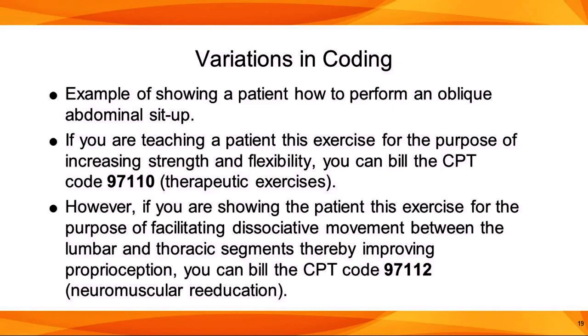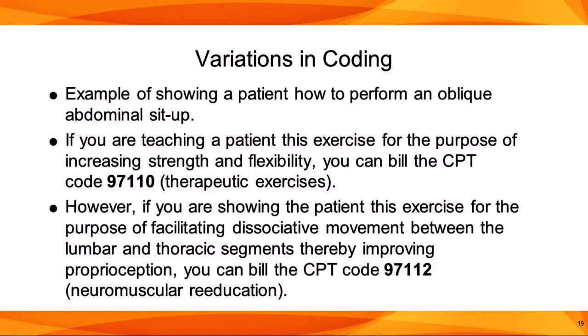So here's an example. You're going to show a patient how to perform an oblique abdominal sit-up. So right away you think, oh, it's 97110, therapeutic exercise. If you're teaching the patient the exercise for the purpose of increasing strength and flexibility, 97110 on the nose. That's what you want to do. However, if you're showing the patient the exercise for the purpose of facilitating dissociative movement between the lumbar and thoracic segments to improve proprioception, you can bill 97112, neuromuscular reeducation. So a lot of times, I work with a lot of Parkinson's patients, and axial rigidity is one of the things you see a lot.